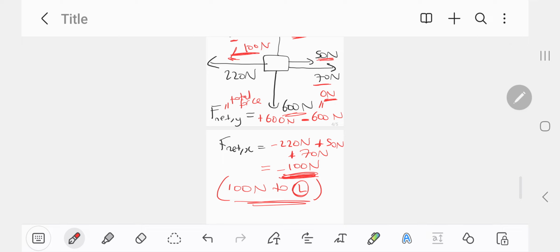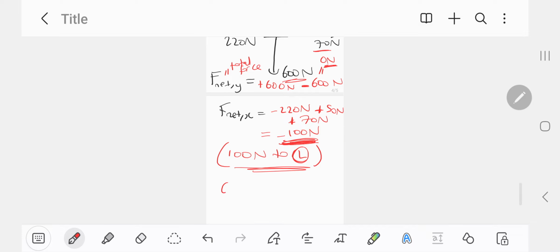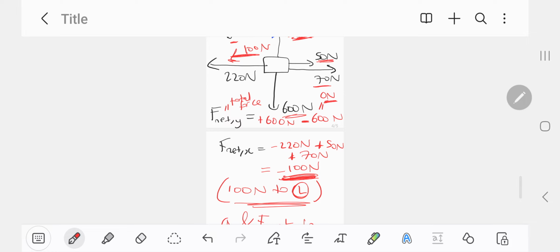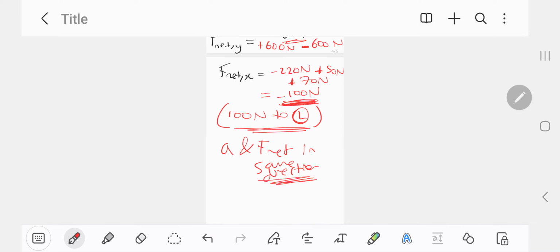Let's do some more practice. And also just to note, the acceleration and the net force always act in the same direction. Okay, a and F sub net in the same direction. Because the cyclist is cycling to the left, that means the acceleration is to the left, right? And the net force is to the left, which is minus 100 newtons.